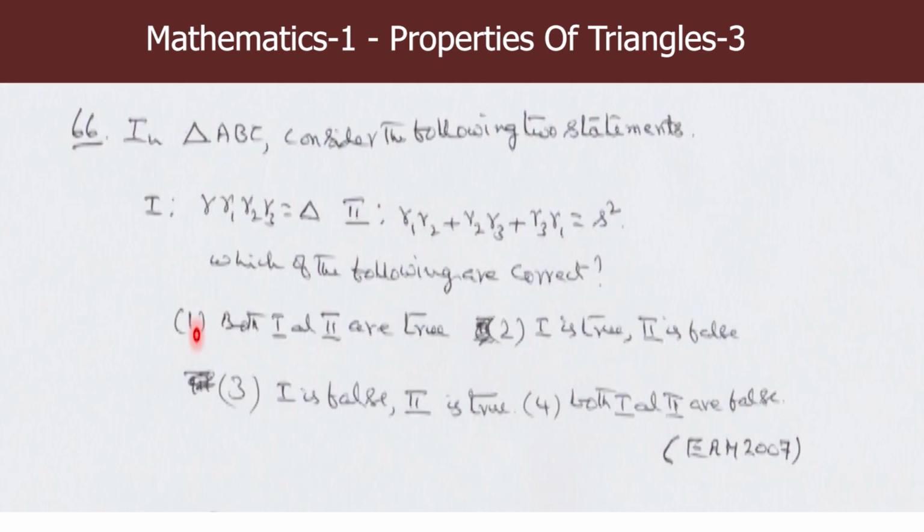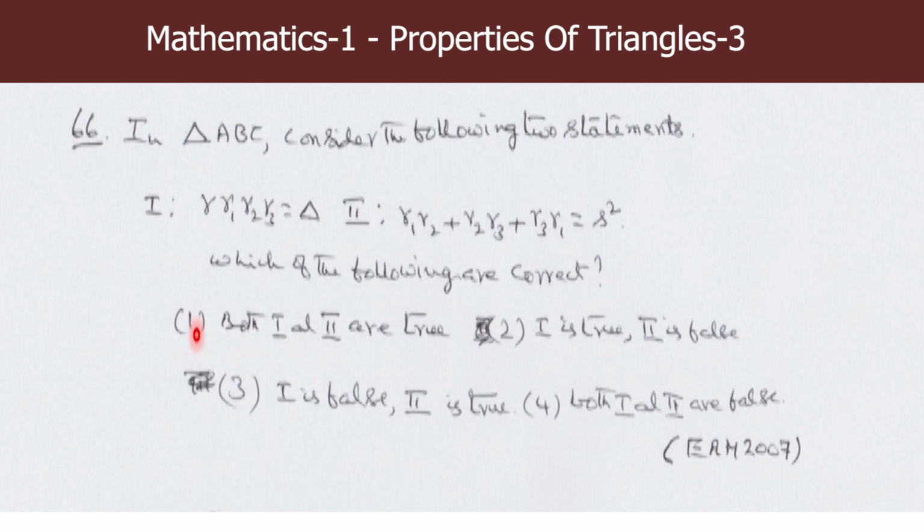Right. 66. In triangle ABC, consider the following two statements. Number 1, r1 r2 r3 is equal to delta squared. Number 2, r1 r2 plus r2 r3 plus r3 r1 is equal to s square. Now again the options are: both 1 and 2 are true; 1 is true, 2 is false; 1 is false, 2 is true; and both 1 and 2 are false. This was also asked in EAPCET 2007.